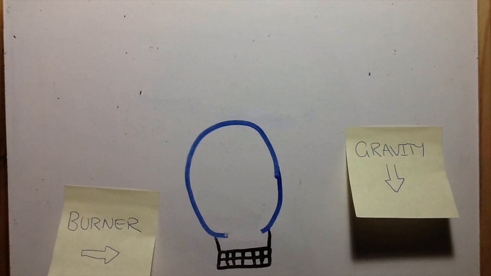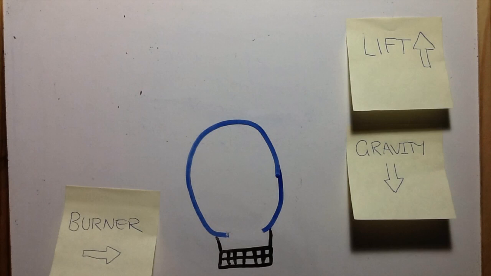Gravity keeps a balloon on the ground. In order to get the balloon to fly, you need a force to move in the opposite direction. This is bigger than the force of gravity and it is called lift. The heavier the balloon, the more gravity that it will hold.